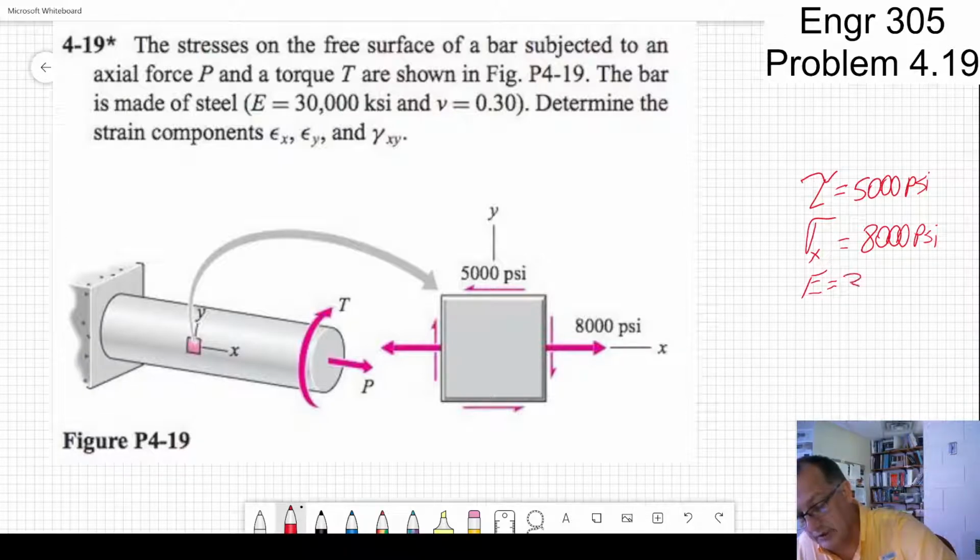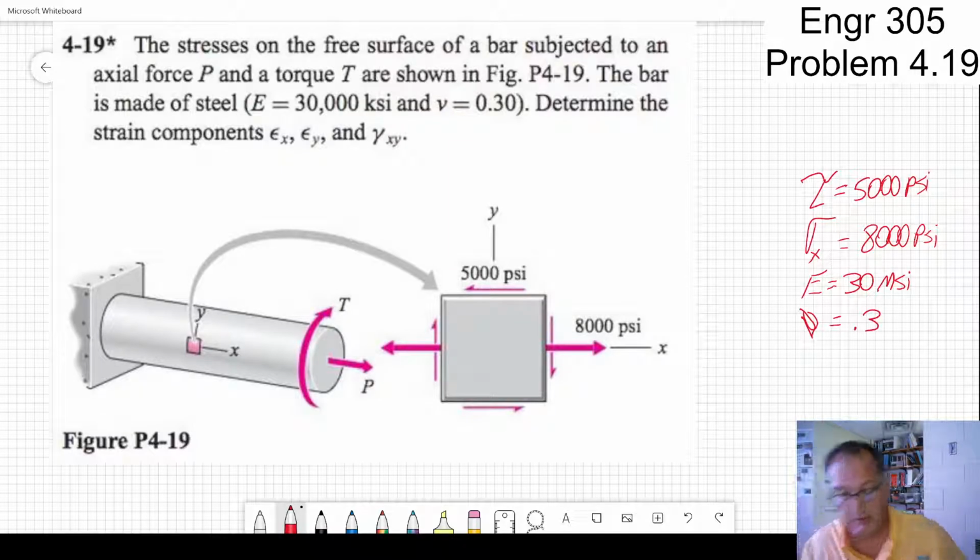E equals 30. Instead of ksi, I'm going to write Msi, instead of 30,000 ksi. And Poisson's ratio is 0.3. Determine the strain components: strain in the X, strain in the Y, and the shear strain in the XY.